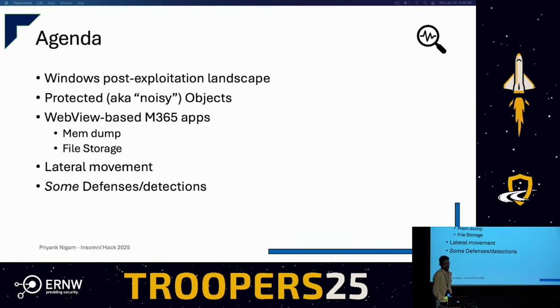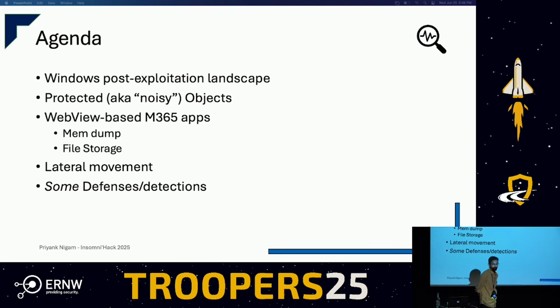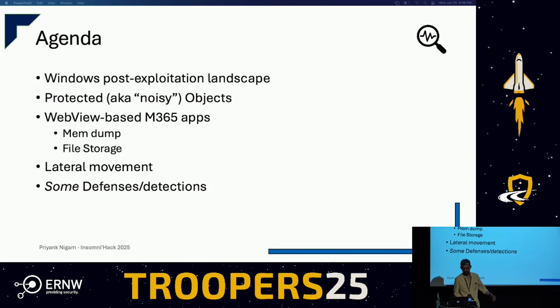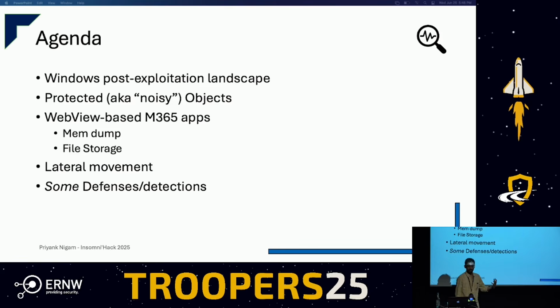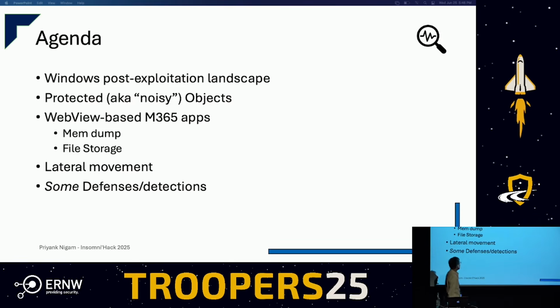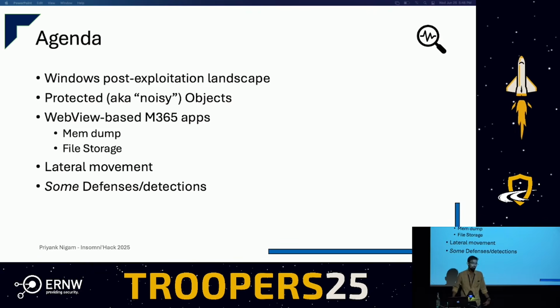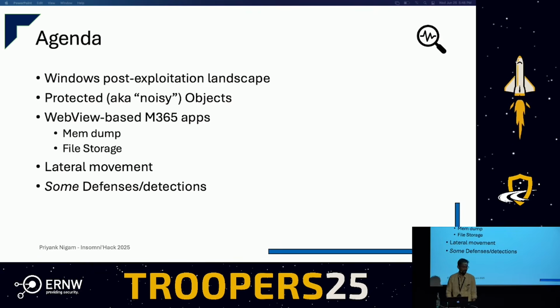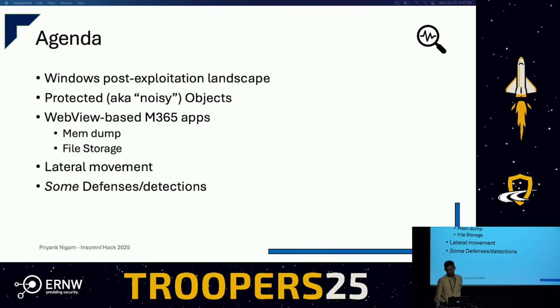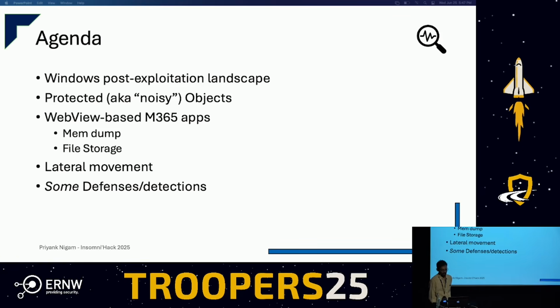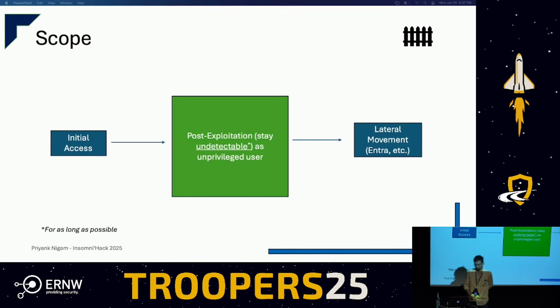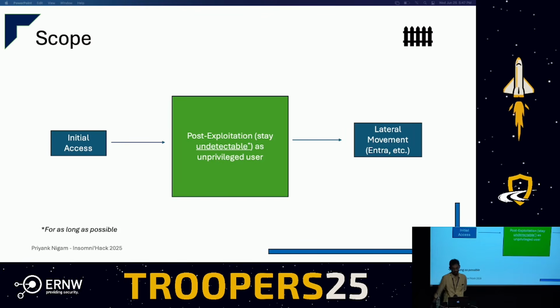So here's the agenda. We're going to discuss the post-exploitation landscape, how it looks like currently. We're going to discuss what the protected, aka noisy, objects are. And then we're going to do a deep dive into the WebView-based applications, which typically are M365 apps. They communicate with Entra ID. We're going to see if you can dump them, look at the file storage, look at particular interesting stuff there, see if we can laterally move. And then we will discuss some detections or defenses which could be devised based on the techniques we discuss.